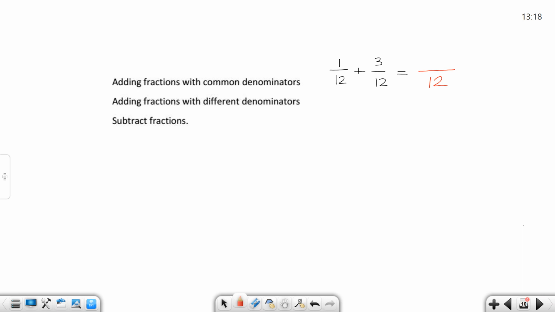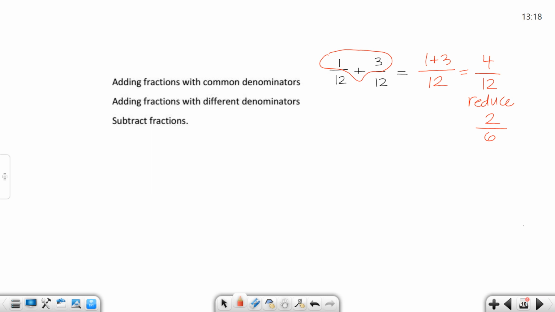I do not say 12 plus 12 is 24. Don't do that. You keep that denominator, and all you do is add across the top. 1 plus 3 is going to be 4 over 12. Now 4 over 12 is going to reduce, and it reduces by 2. So 4 divided by 2 would give me 2, and 12 divided by 2 would give me 6.